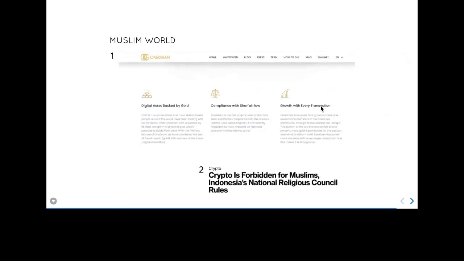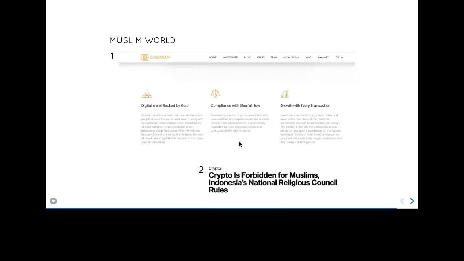In the Muslim world, yes, cryptocurrency is banned, for example, in some countries like Indonesia, but there are Muslim countries where they have cryptocurrencies called One Gram, which is backed by gold and is Sharia compliant. So you can see regulations are coming. People are trying to understand it better. So do follow the trends that are happening in the world.